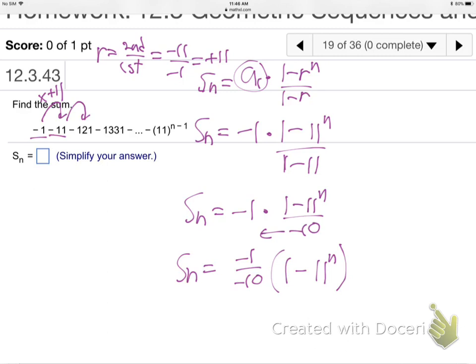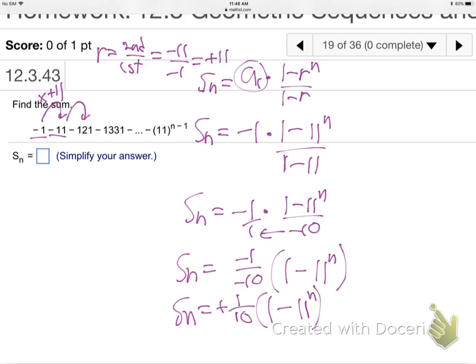I pretty much always do that. That's the look they want, because I grab that denominator and just combine it. Really, there was like a 1 over there, if you want. I just combine those two together. And then two negatives make a positive. So positive, regular 1/10, times 1 minus 11 to the n. There we go.